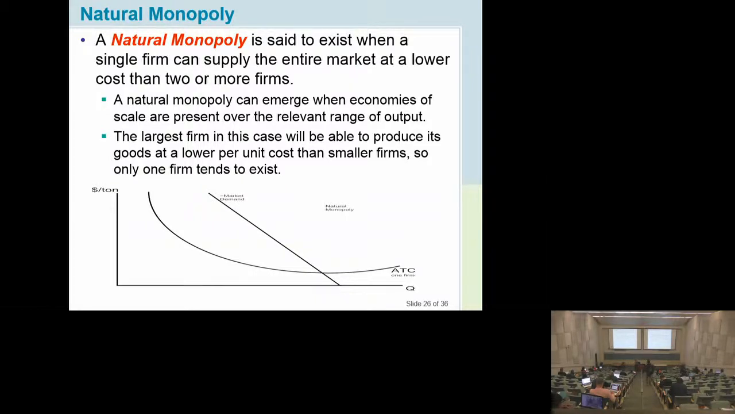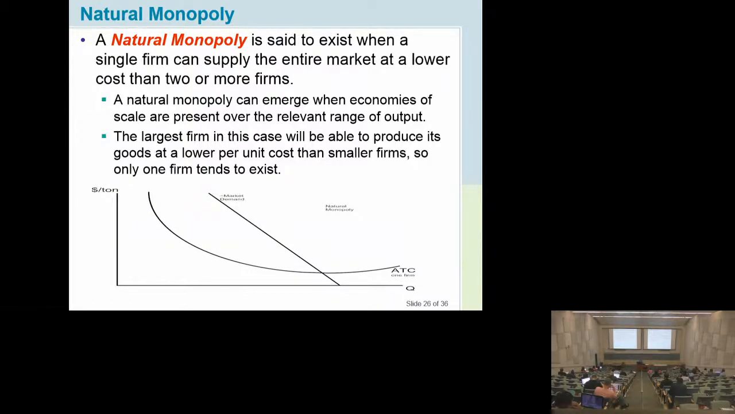Think of it this way. If we had two firms producing, I forgot my laser pointer. You see where the AC and the market demand intersect? If we had two firms producing that quantity, they would have to charge more than one firm producing that quantity, because they'd have to meet their average cost to stay in business. So if one firm produces that quantity where the market demand intersects the average total cost line, go over to the y-axis, that price is feasible. It covers expenses, normal profit. Price equals average cost.